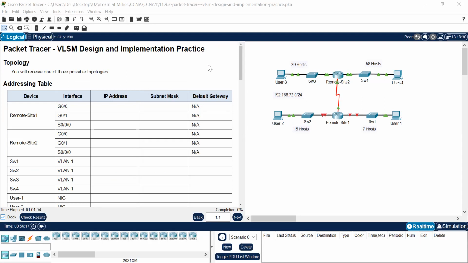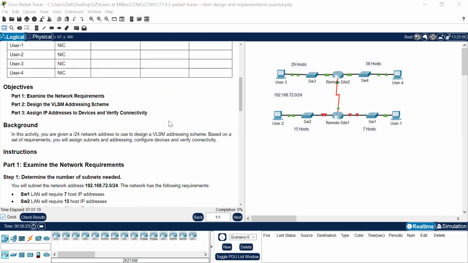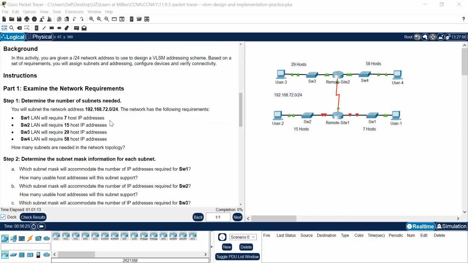This one is 11.9.3. And I think it's going to be divided into three parts. The first part, part one, is examining the network requirements. So for this one, we're going to look at the network address.